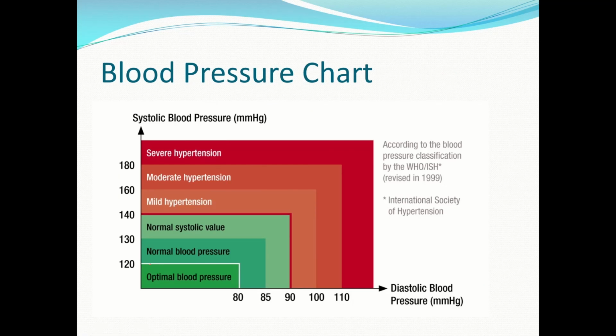So 120 over 80 is optimal, so this is the optimal range. If you have over this, it's called hypertension. So high blood pressure is called hypertension.